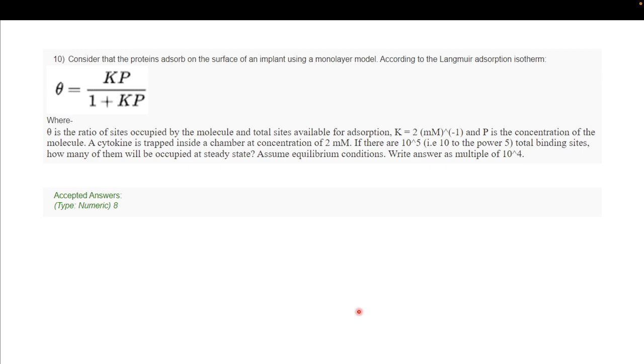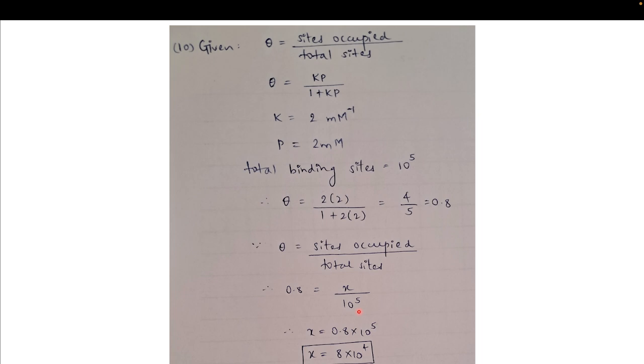Is this okay? Okay, if there are no doubts here, I'll just move on towards the next question. I believe this is the last question I have for you people.